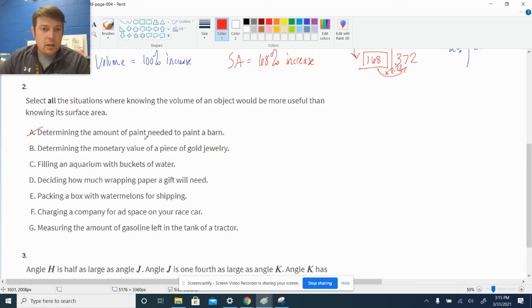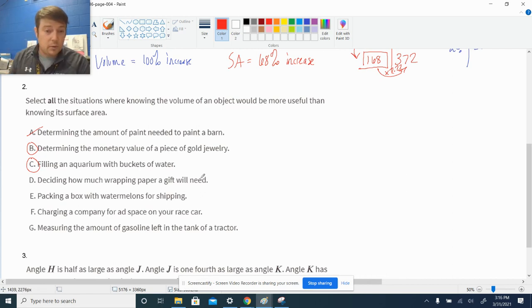Determining the monetary value of a piece of gold jewelry. Gold is usually valued by its size and how much gold it's made up of. So that's going to be a volume situation. It's not gold plated, it's a gold nugget. Filling an aquarium with buckets of water. That would be filling it with an amount of water. That's obviously volume.